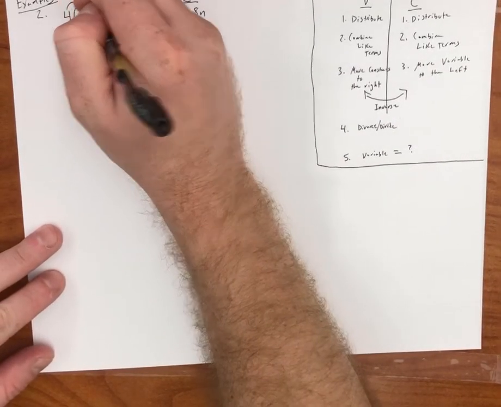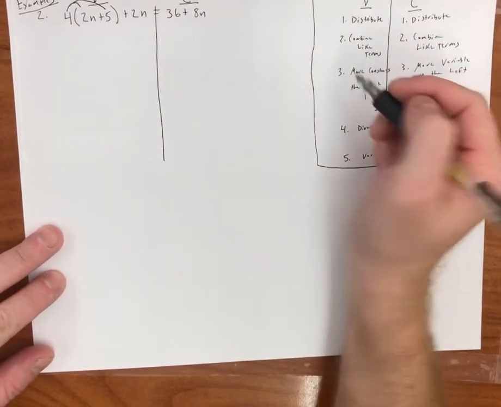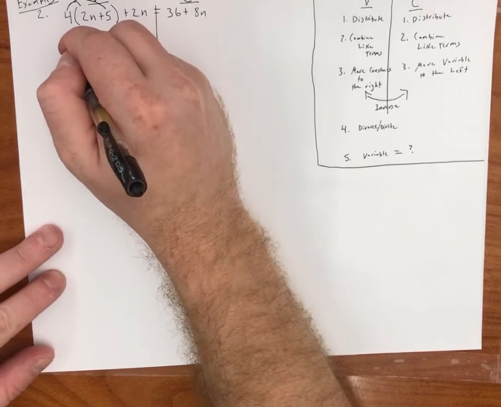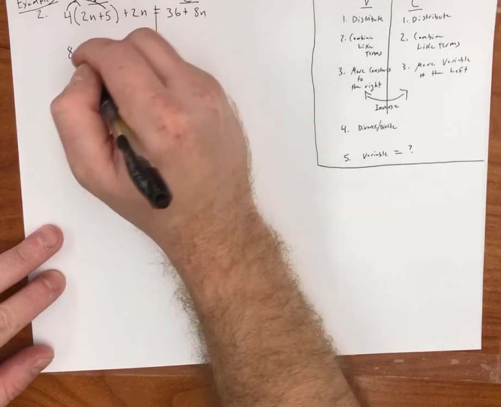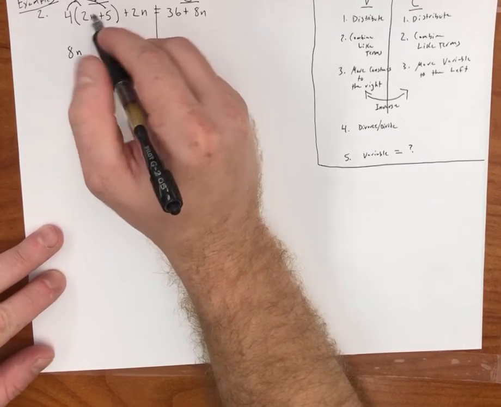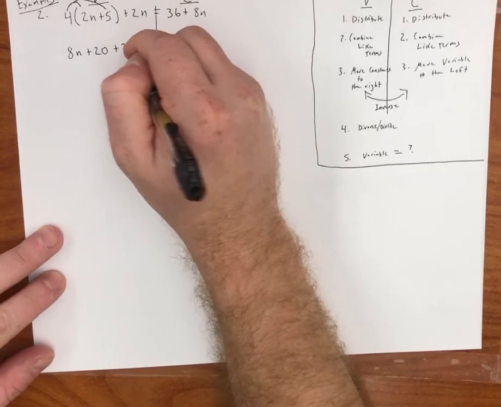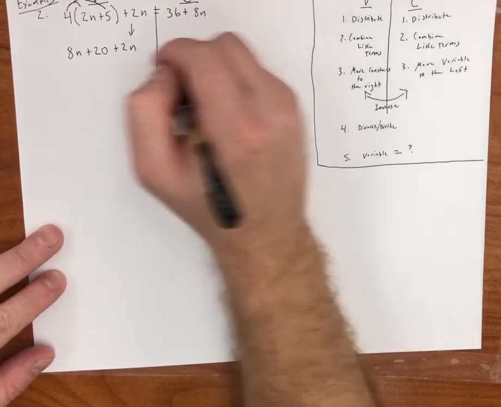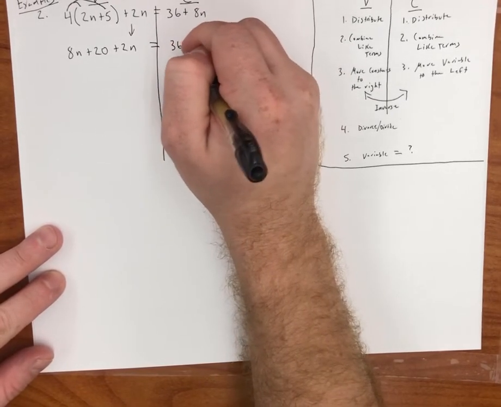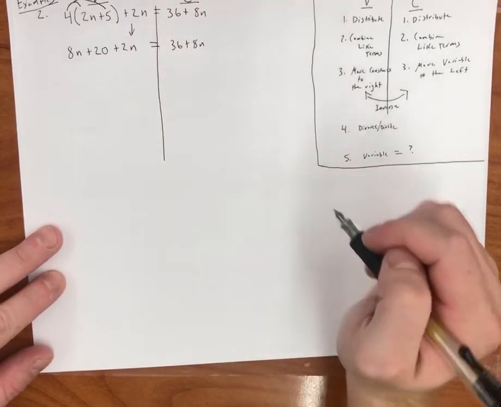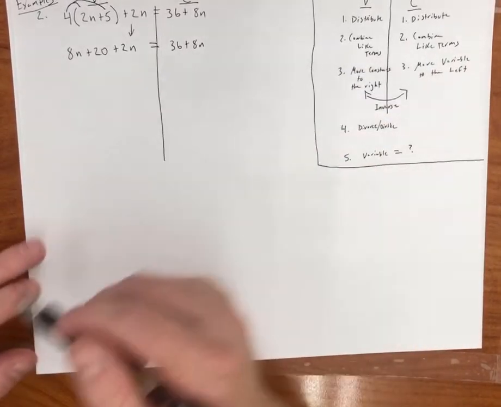So I'm going to distribute the 4 to the 2 and the 4 to the 5. So let's go ahead and do the math. 4 times 2 gives me 8n. 4 times positive 5 is going to give me 20, plus 2n, we're just bringing that down, is equal to now 36 plus 8n. Did we have to do any distribution over here? No. So now that we've distributed on both sides, let's do our combining of like terms.